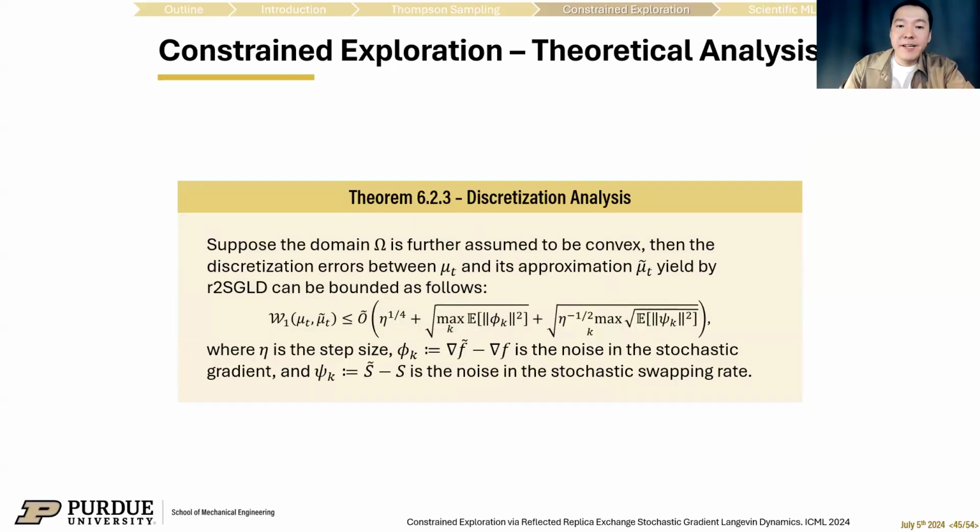And then we further analyze the discretization error given by the R2SGLD algorithm, which is related to the learning rate, the noise in the stochastic gradient, and the noise in the stochastic swapping rate.